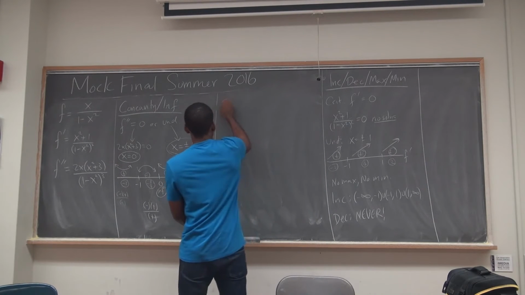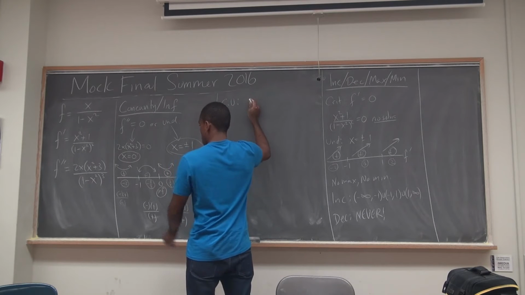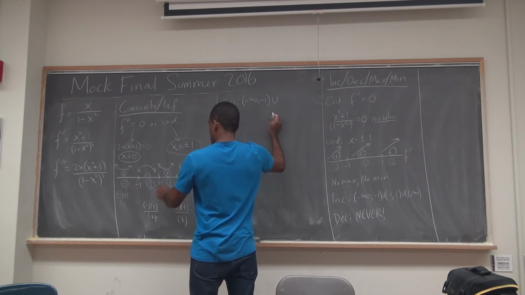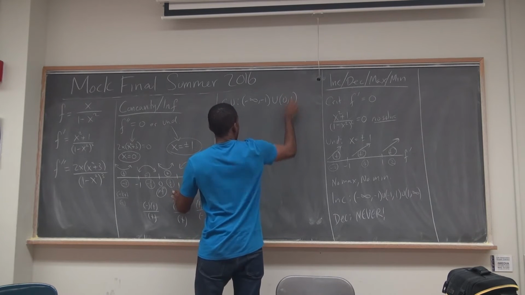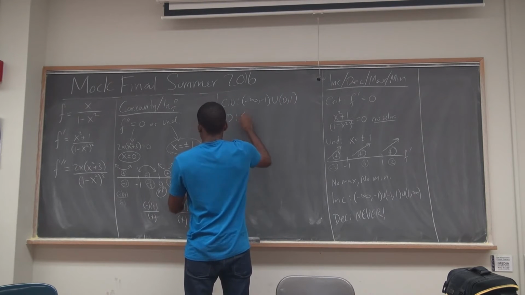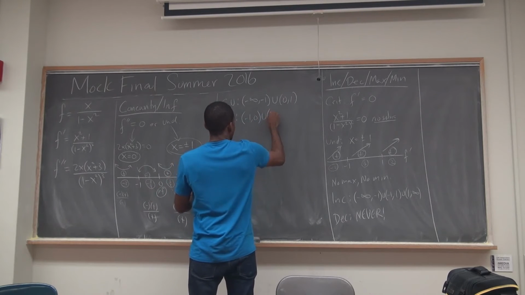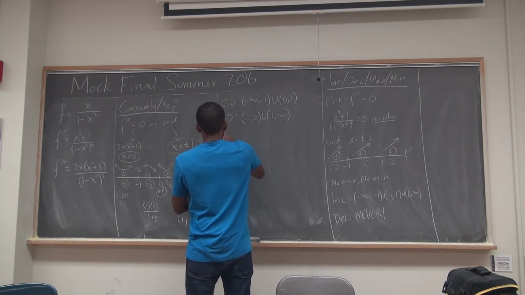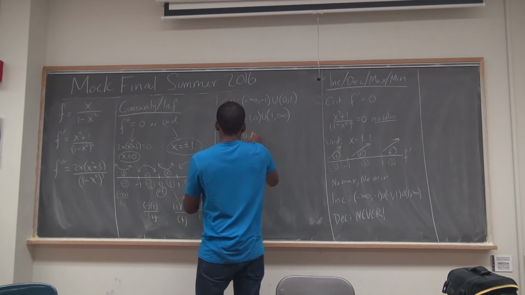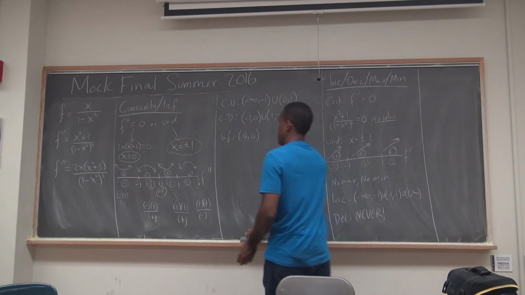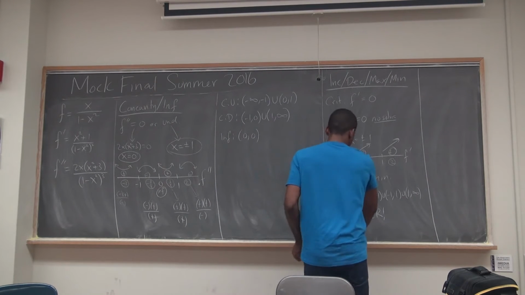So we have the following. We are concave up on negative infinity to minus 1 and 0 to 1. We are concave down on minus 1 to 0, and 1 to infinity, and we have an inflection at (0, 0). Right, my x value is 0, my y value is also 0. And now we can draw the graph.